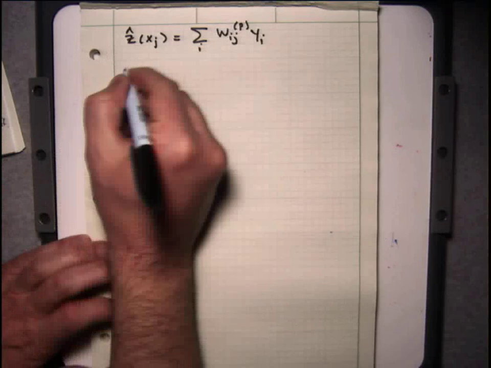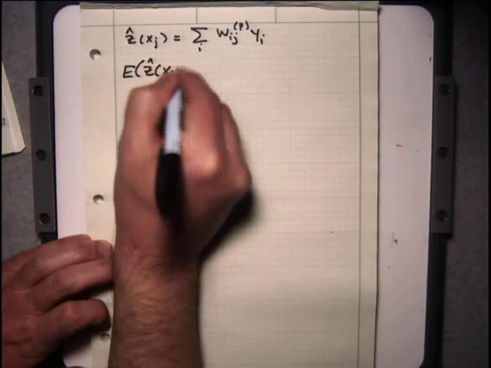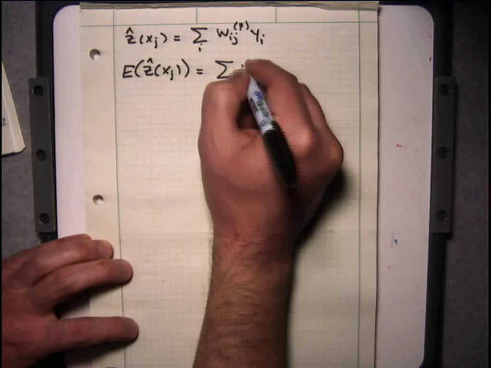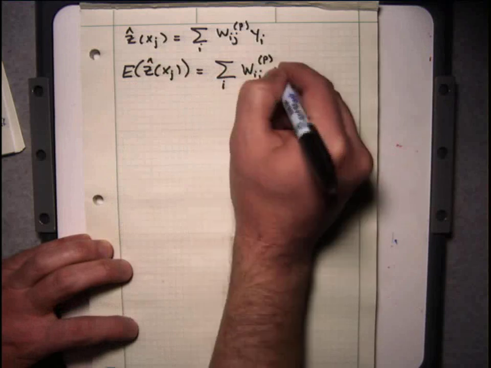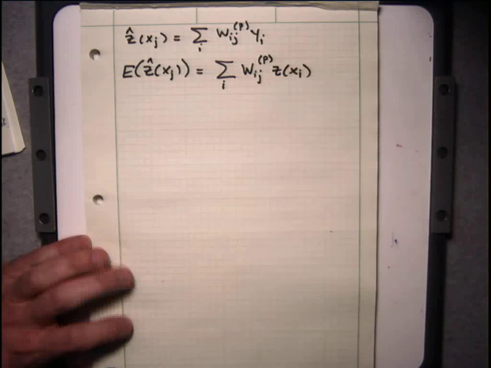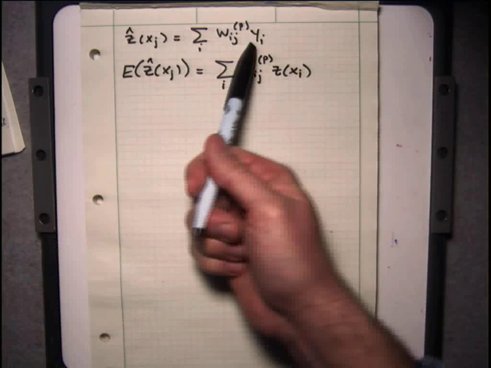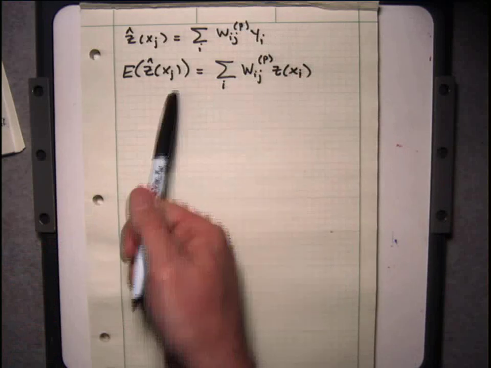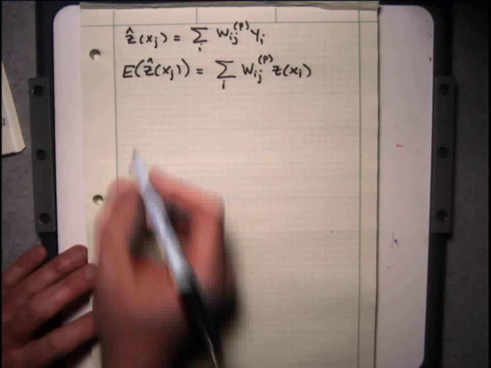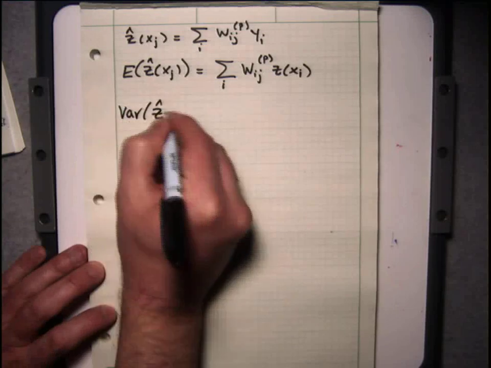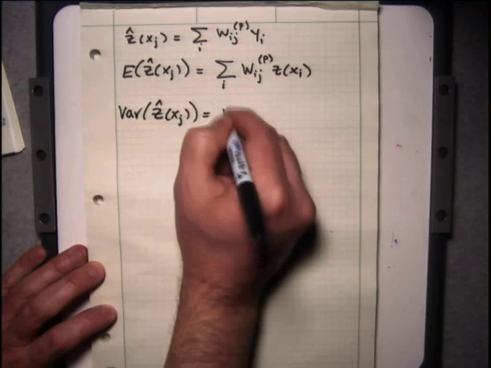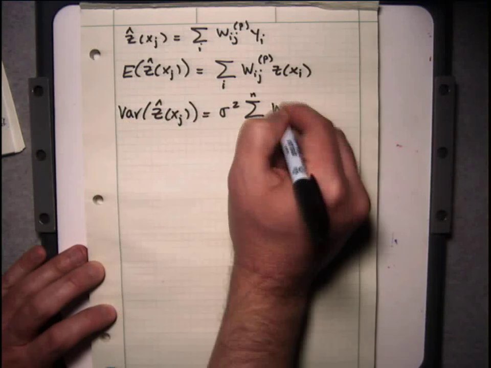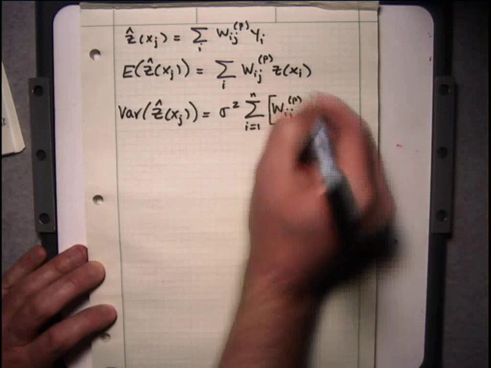So first, let's take a look at the expected value of z hat of xj. This turns out to be the sum over i of wij^p times z of xi. That's not hard to see because y is z of xi plus noise. Noise is zero mean, so this becomes the expected value of the estimate at that point. And the variance of z hat of xj is sigma squared times the sum, again over i from 1 to n, of these coefficients wij^p squared.